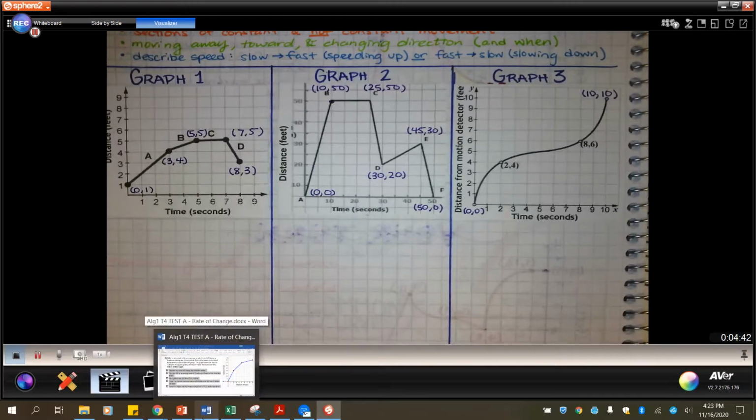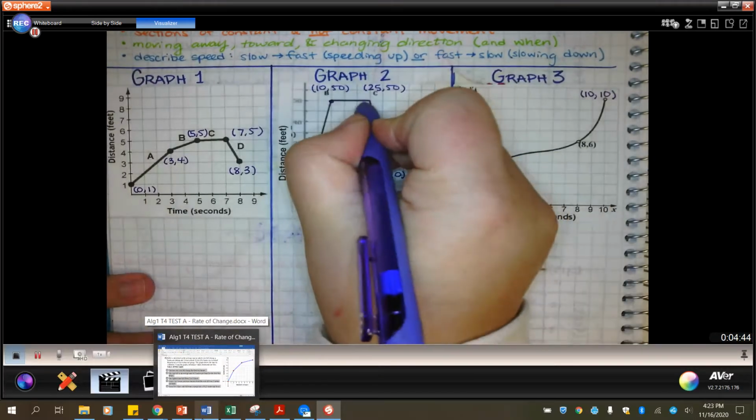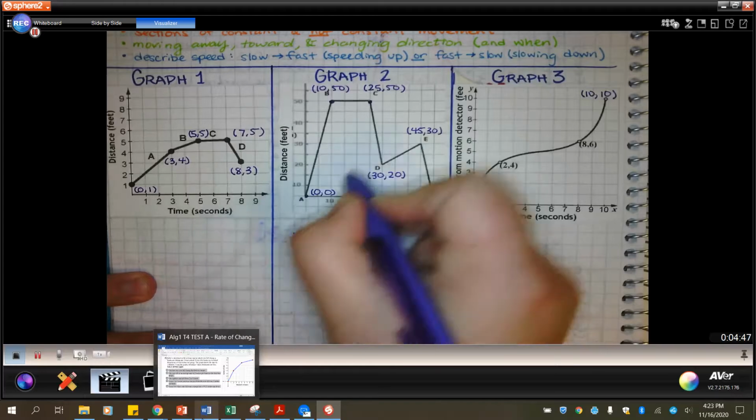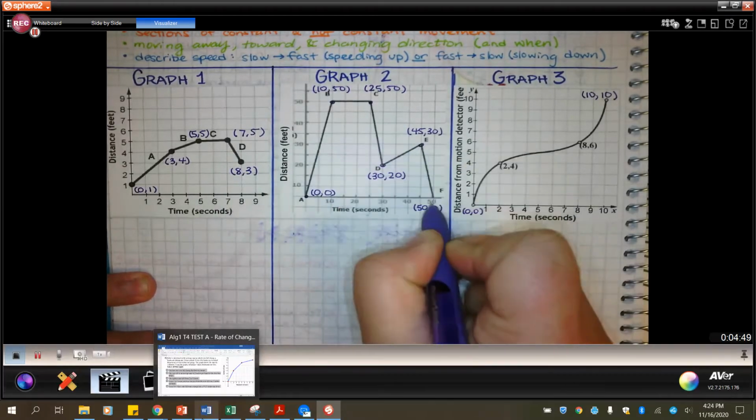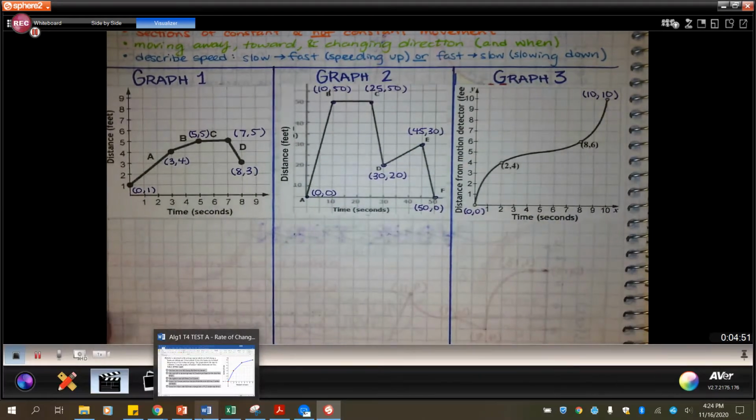Okay, so here are the points with labels. Okay, and you'll get to see them more closely as we do each one of these.